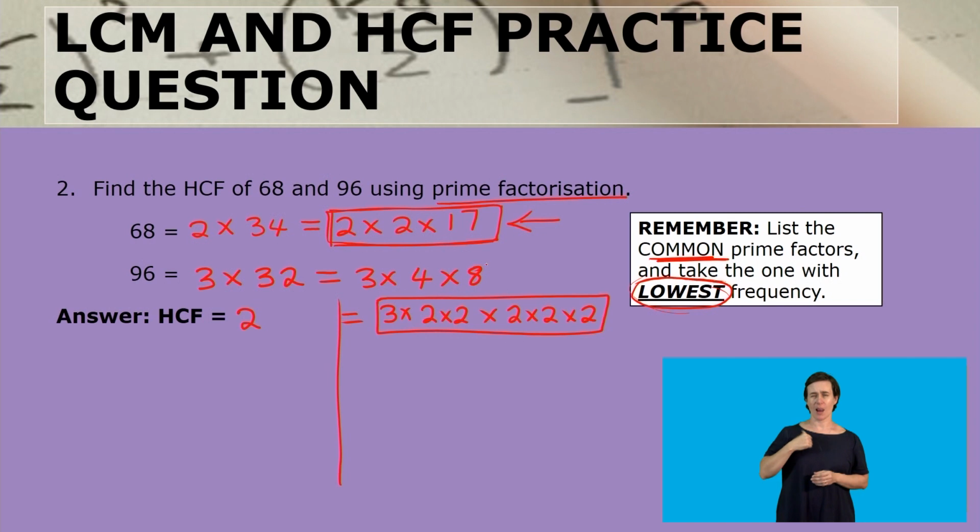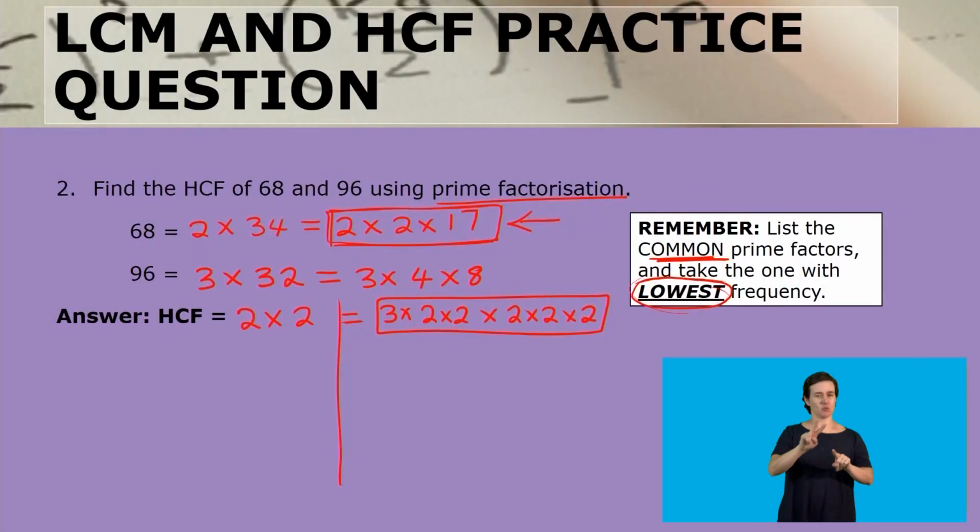If we look at this first block, 2 appears only twice. And we look at the second block, 2 appears 5 times. So which one has the lowest frequency? That is the one that appears only twice. So that means I'm going to multiply here by 2 again, and my answer for the highest common factor between 68 and 96 is going to be 4.